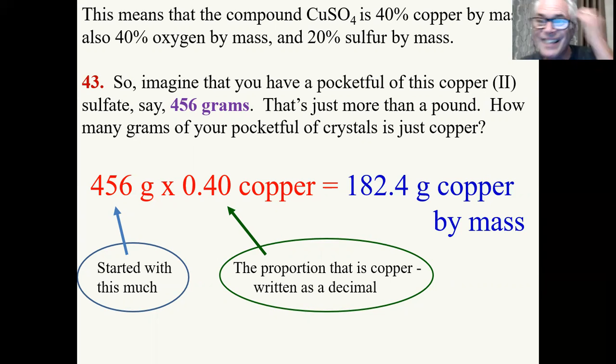Got that one right. I'm like a chemistry teacher or something. How did I do that? I did the math. It's 40% copper. It doesn't matter how much you have. You have 456 grams. 40% of that is going to be copper.